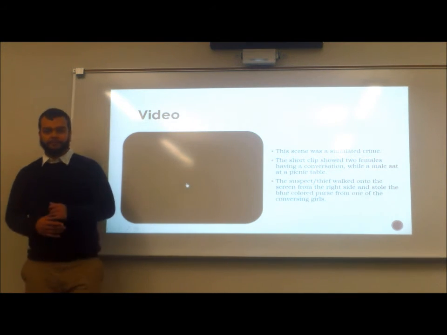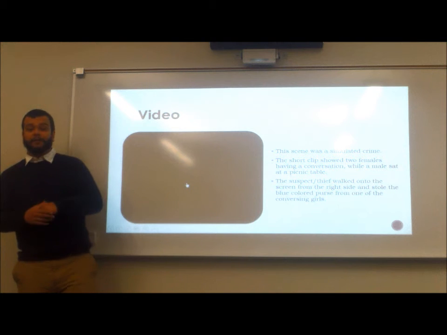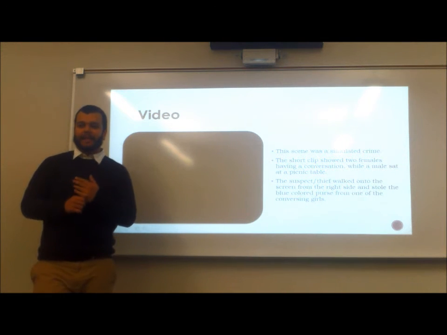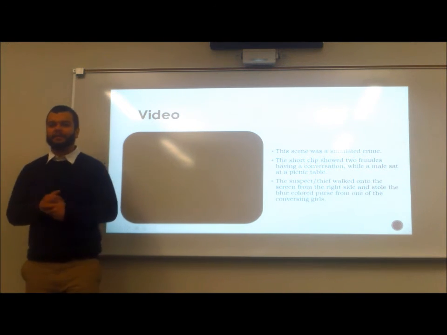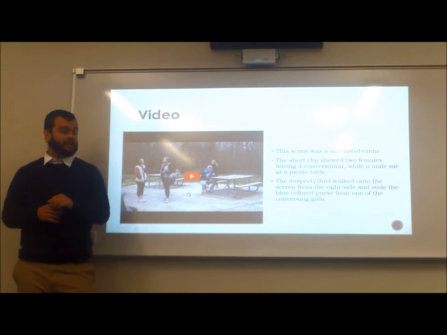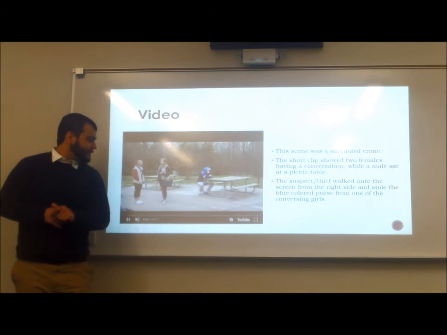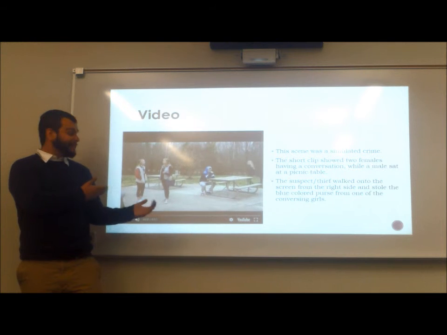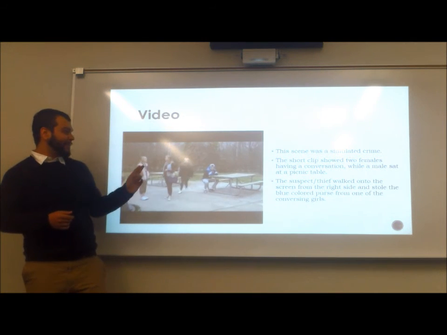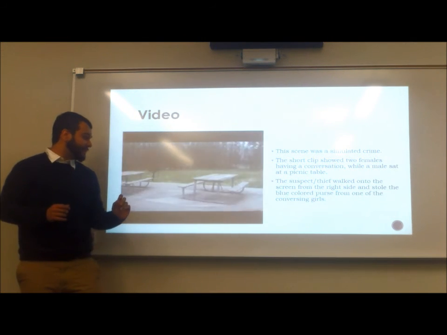For the video, the scene was a simulated crime. The short clip showed two females. As you can see here, there are two females conversing. Then you see someone enter from the right side of the screen, and they steal the purse.